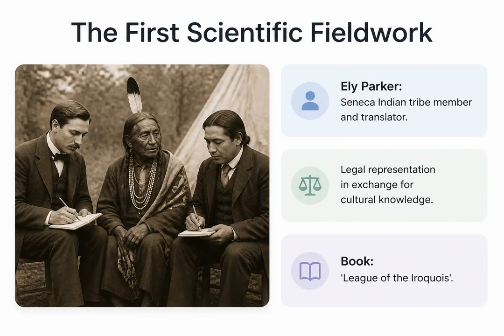Morgan's real breakthrough happened through his friend Ely Parker, a member of the Seneca tribe. Parker came to the club not to share myths, but to ask for legal help against land companies encroaching on Iroquois territory. Morgan, a lawyer, agreed to represent them in federal court. In exchange, Parker helped Morgan study the tribe, acting as a translator. This collaboration resulted in one of the first scientific field exercises in anthropology, culminating in Morgan's book, League of the Iroquois.